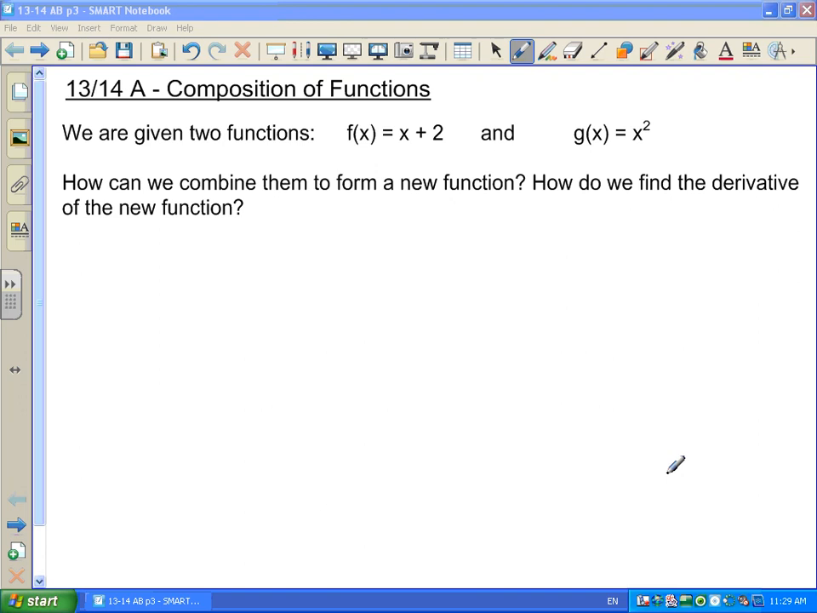This is the first lesson in Unit 13-14. This is going to cover boxes A and B. So first we want to talk about the material in box A here and just refresh ourselves on what we mean by the composition of functions.